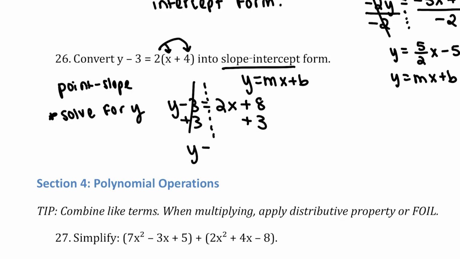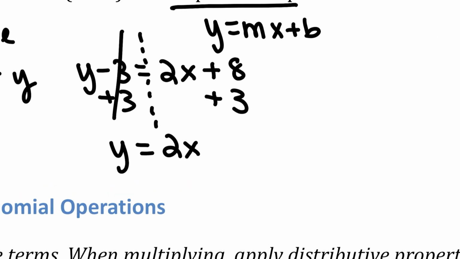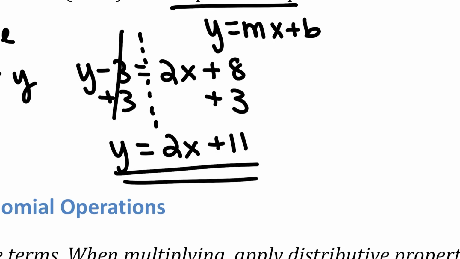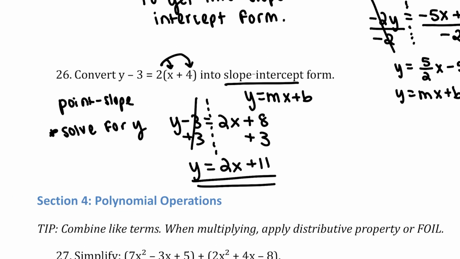So we're going to have y equals 2x. And you can only add the 3 to the 8 because both of those are constants. That 2x has an x next to it. It has a variable, and the 3 doesn't, so you can't add them. So 8 plus 3 is 11. So this is your answer. y equals 2x plus 11. All right, and that's it for section 3.